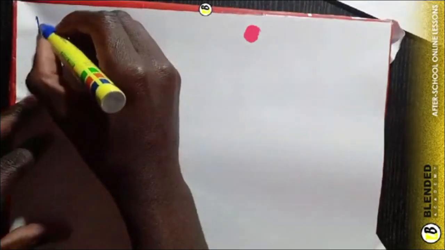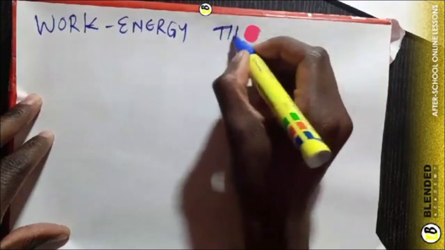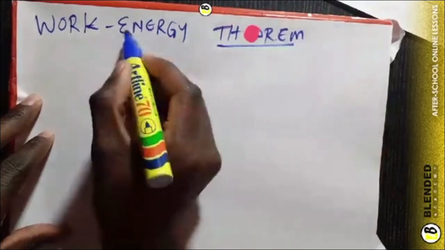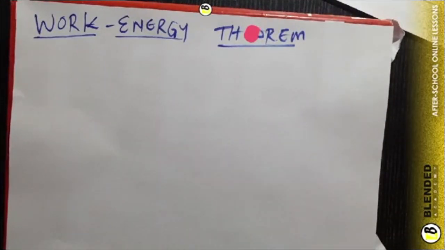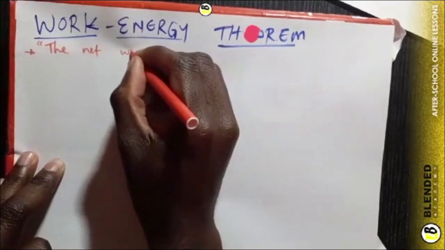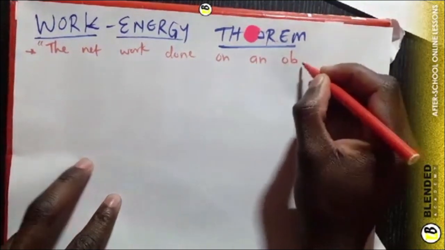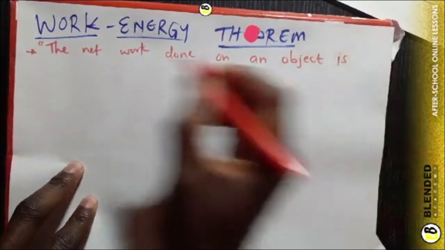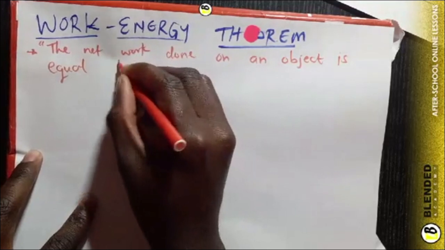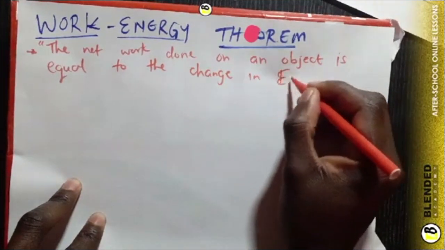So it's the work energy theorem. Now the work energy theorem states that the net work done on an object, I'm going to write it down here with a different color, the net work done on an object is equal to the change in kinetic energy, let me just say EK, of the object.